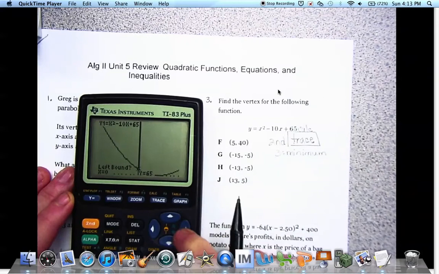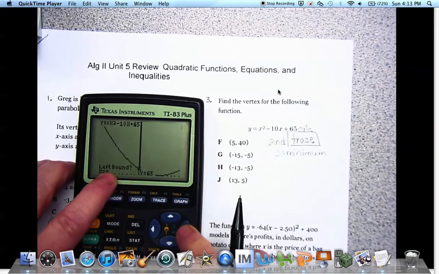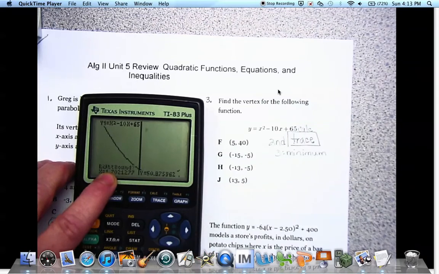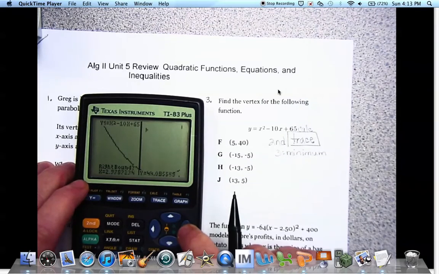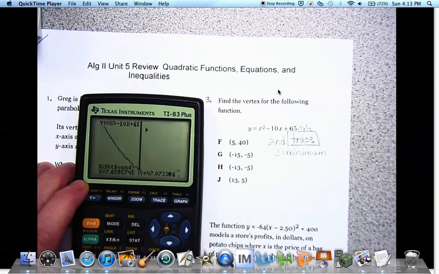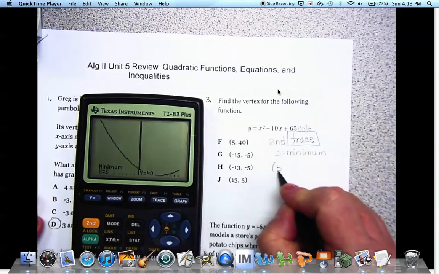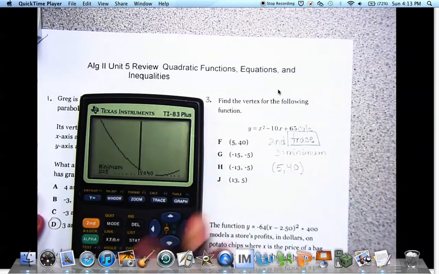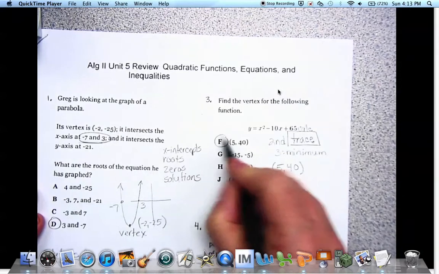Okay, and then we have to put the cursor to the left of it, which is almost to the left of it right now. Push enter. Then we have to get to the right of it. See if I can see the cursor. Hard to see. It may already be there. We'll just have to guess. Aha, so the minimum is 5, 40. Which is right here.